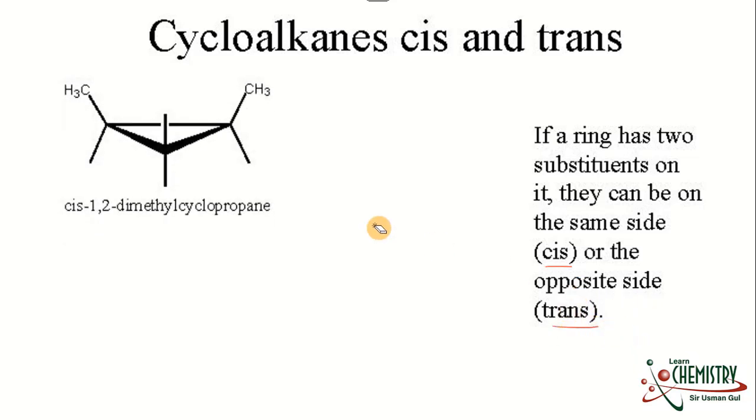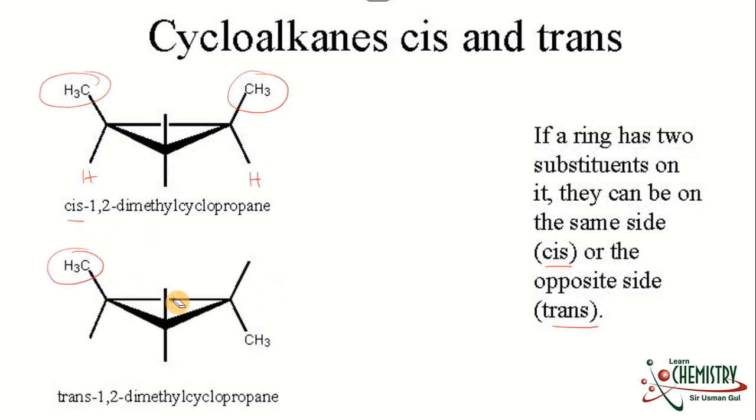Now you can see here, let's suppose these are H. Now what do you think? Here the methyl groups are on the same side, so I will identify this one as cis. When the methyl groups are on the opposite side, I will identify this one as trans.